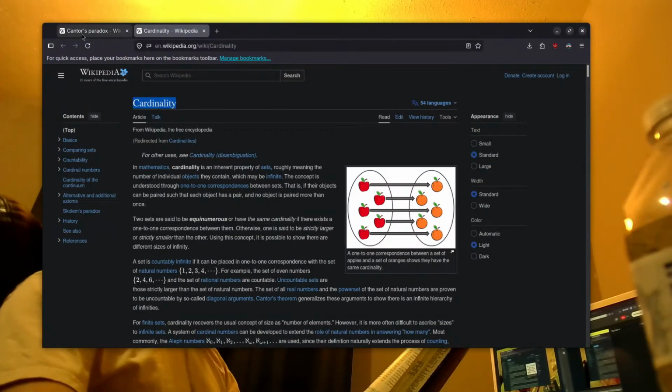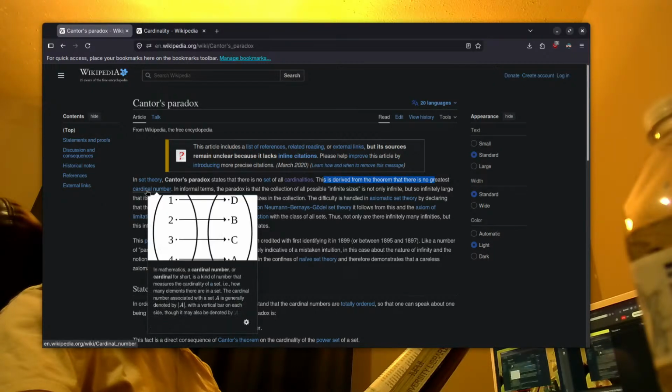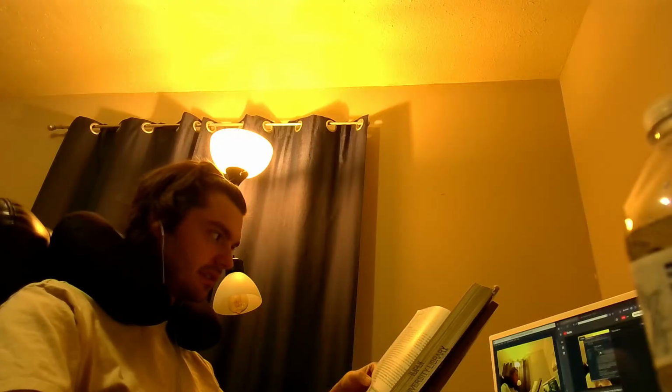Anyway, so yeah, cardinality. So what is this Cantor's paradox? It states that there is no set of all cardinalities. Okay. No greatest cardinal number. That's interesting. So anyway, that's something briefly discussed here.